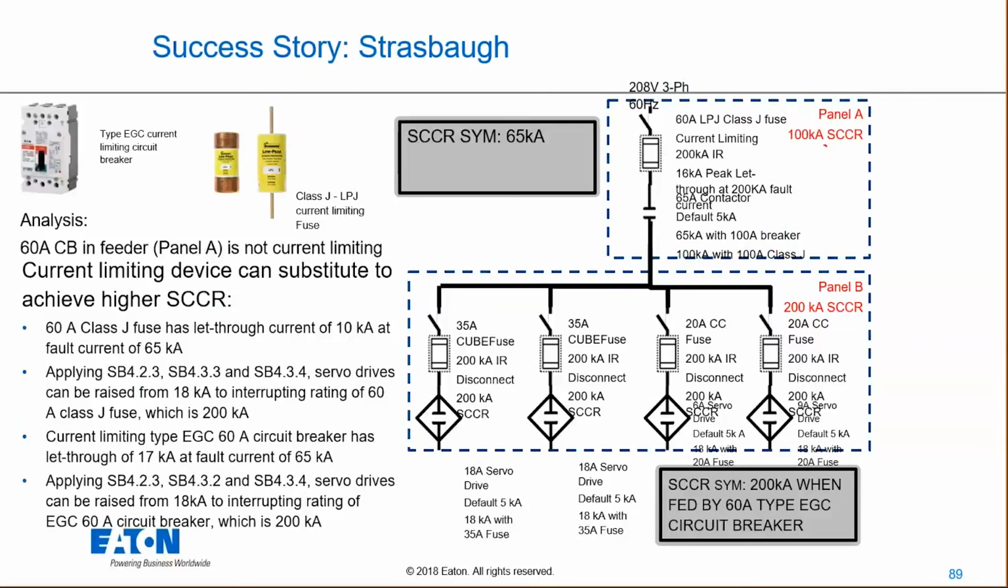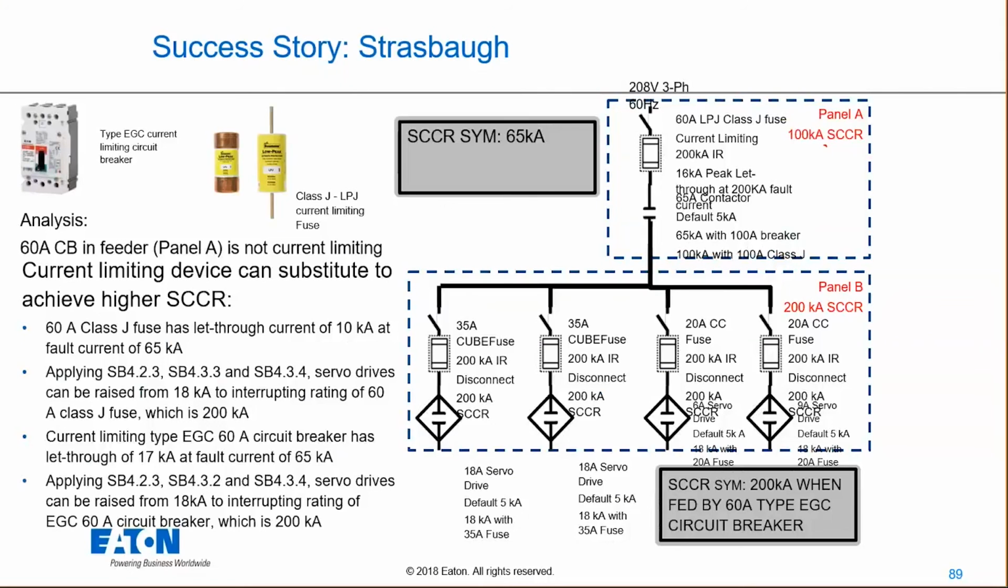So now all of a sudden, we can say, all right, we can get a higher rating on panel B by utilizing the let-through currents. With a Class J fuse, we're able to get up to 200,000 amps on that panel B. But even still, as they investigated it, they were able to use a current limiting circuit breaker in this case as well, and get a higher rating as well. So just know that there are real life examples out there to use, simplify it, and make sure that they can get a higher rating.